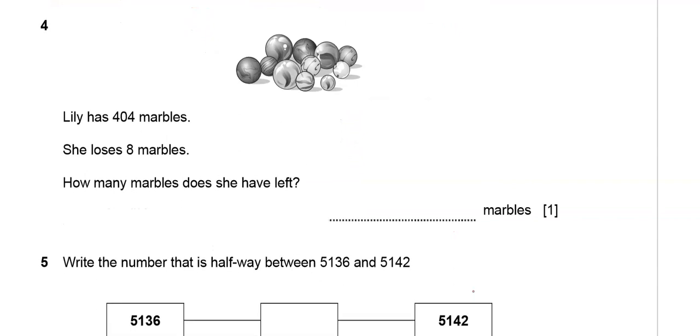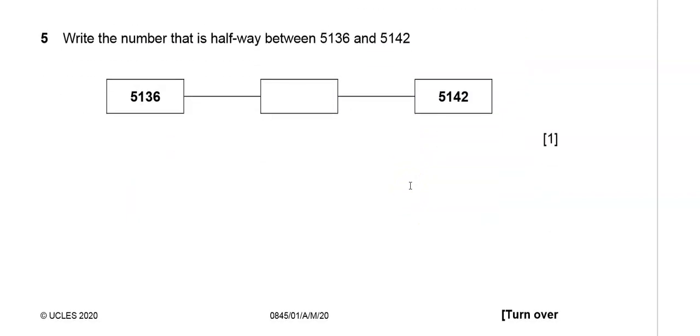Question number 4. Lily has 404 marbles. She loses 8 of these marbles. How many marbles does she have left? This is finding the difference of 404. Take away 8 marbles that have been lost. And of course, you borrow 10. I want to get 14. 14 minus 8 gives us 6. We have 9 there and 3. So she has 396 marbles left.